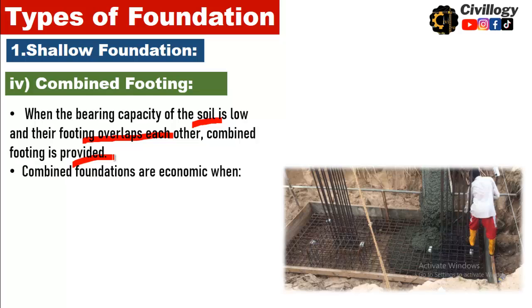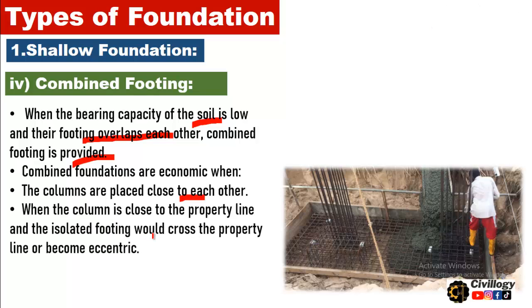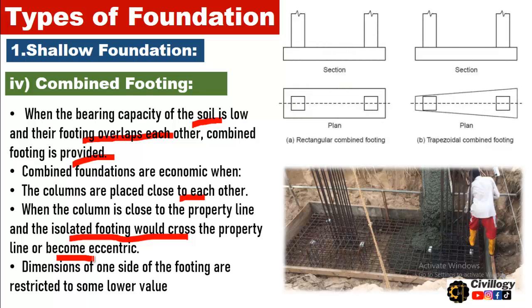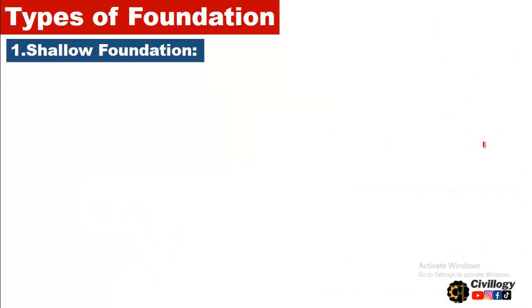As you can see in this picture, combined foundations are economic when the columns are placed close to each other, and when the column is close to the property line and an isolated footing would cross the property line or become eccentric. Okay, and the dimensions of one side of the footing are restricted to some lower value. And it has two further types, that is rectangular combined footing, or it has the shape of a trapezoidal combined footing. Okay, these are the subtypes of the combined footing.